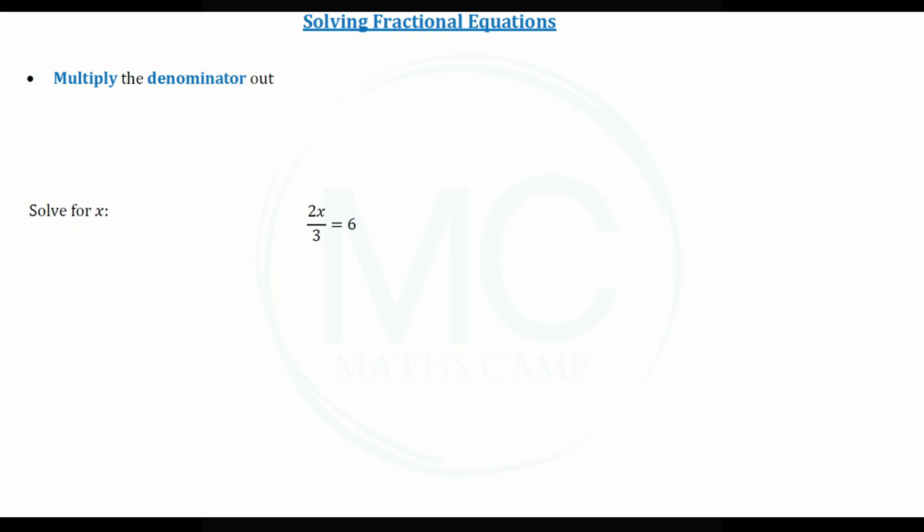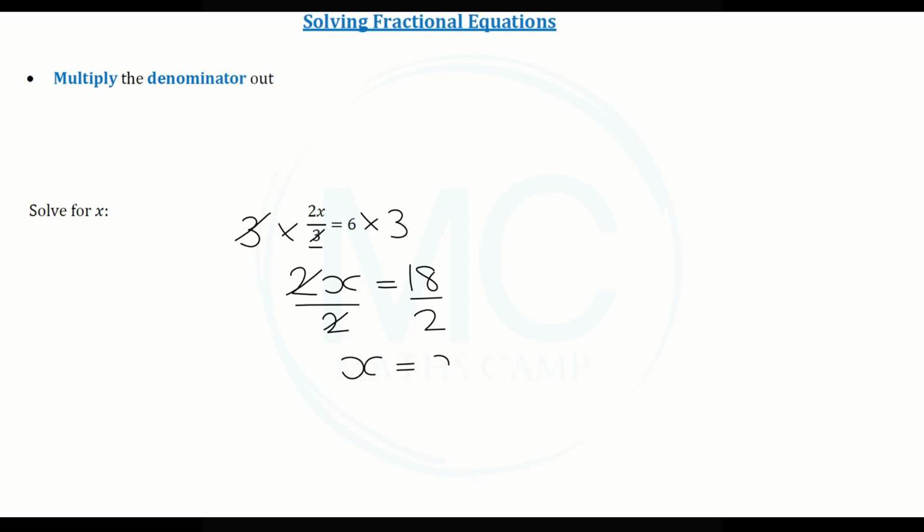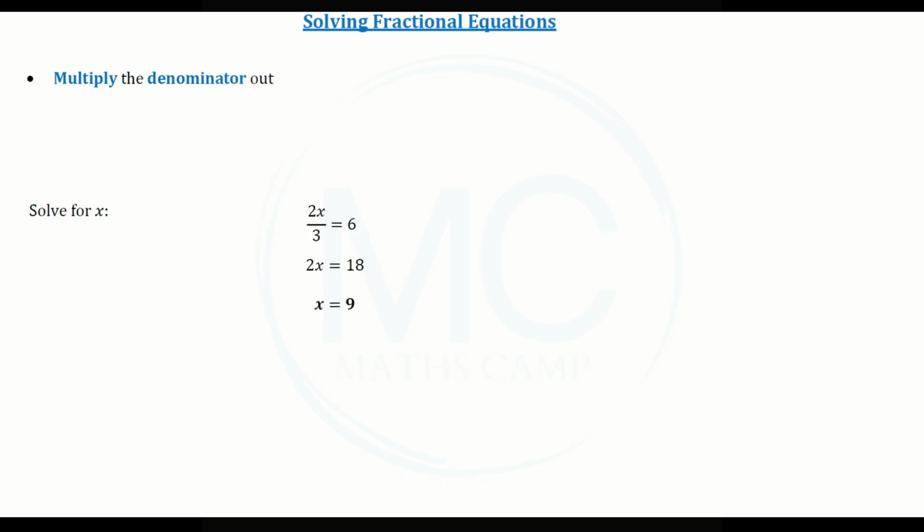Here we have a denominator of 3, so we can multiply this side by 3 and this side by 3. On the left hand side, the 3's cancel and we're left with 2x. On the right hand side, 6 multiplied by 3 is 18. Now to get x by itself, let's divide both sides by 2. On the left hand side, the 2's cancel and we're left with x. And on the right hand side, 18 divided by 2 gives us an answer of 9.